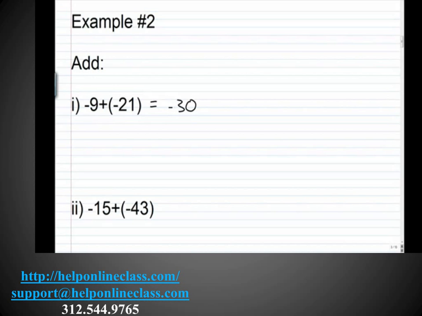For part 2, we have negative 15 plus negative 43. Again, ignore the signs. 15 plus 43 would give me 58. And then I attach my common sign, which is negative, to this answer, and I get negative 58.